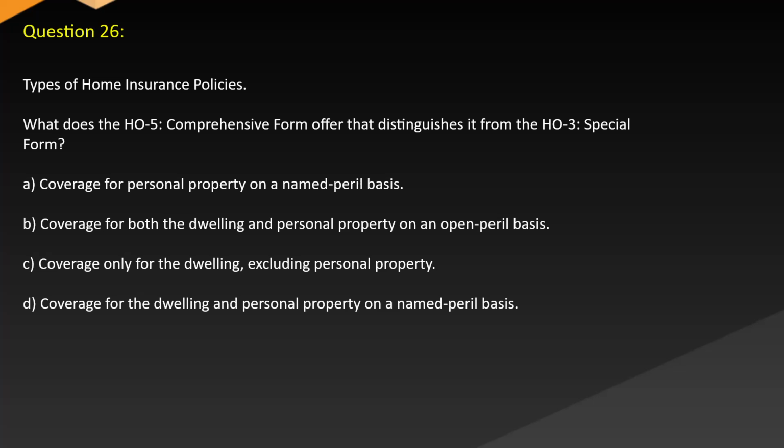Question 26. Types of home insurance policies. What does the HO5 comprehensive form offer that distinguishes it from the HO3 special form? A. Coverage for personal property on a named peril basis. B. Coverage for both the dwelling and personal property on an open peril basis. C. Coverage only for the dwelling, excluding personal property. D. Coverage for the dwelling and personal property on a named peril basis.